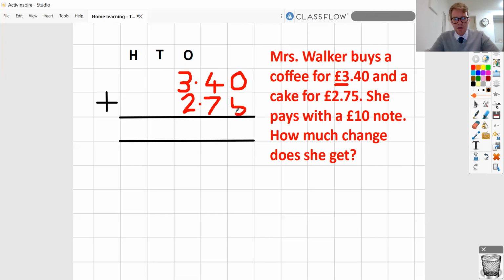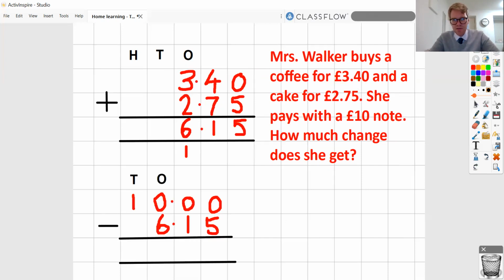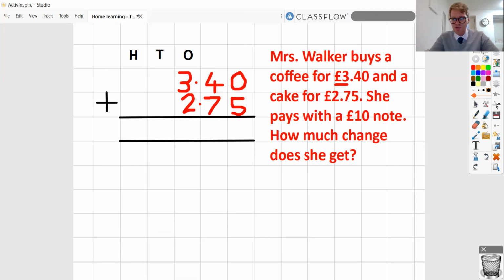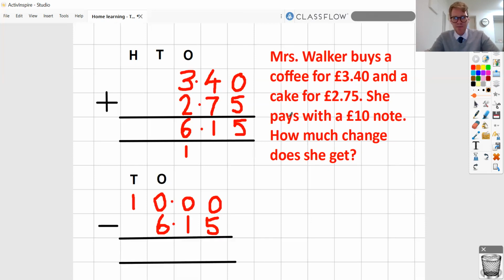£2.75. Okay, so once we've done that, I think, have I done this on the next page already? Oh, brilliant. Okay, yeah. Well, this is in true Blue Peter style. Here's one I made earlier. So there is £6.15. So I've added up the cost there of the coffee and the cake.